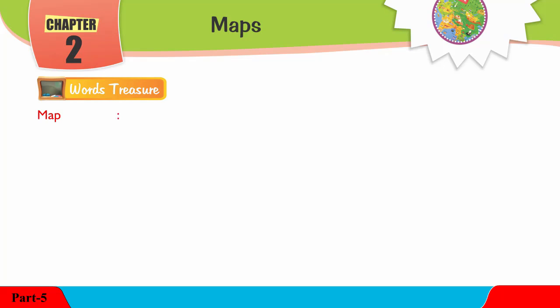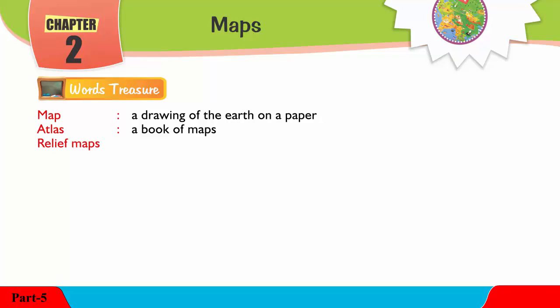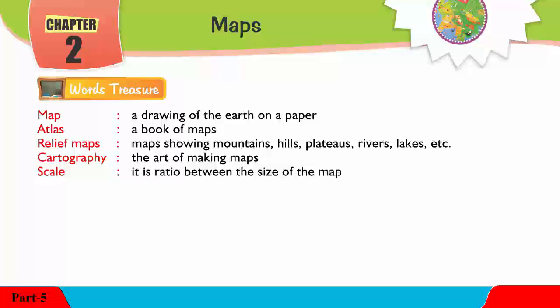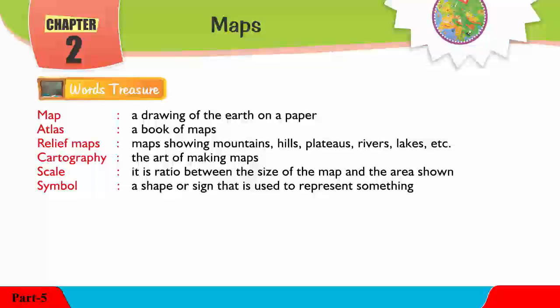Words treasure. Map: a drawing of the earth on paper. Atlas: a book of maps. Relief maps: maps showing mountains, hills, plateaus, rivers, lakes, etc. Cartography: the art of making maps. Scale: the ratio between the size of the map and the area shown. Symbol: a shape or sign that is used to represent something.